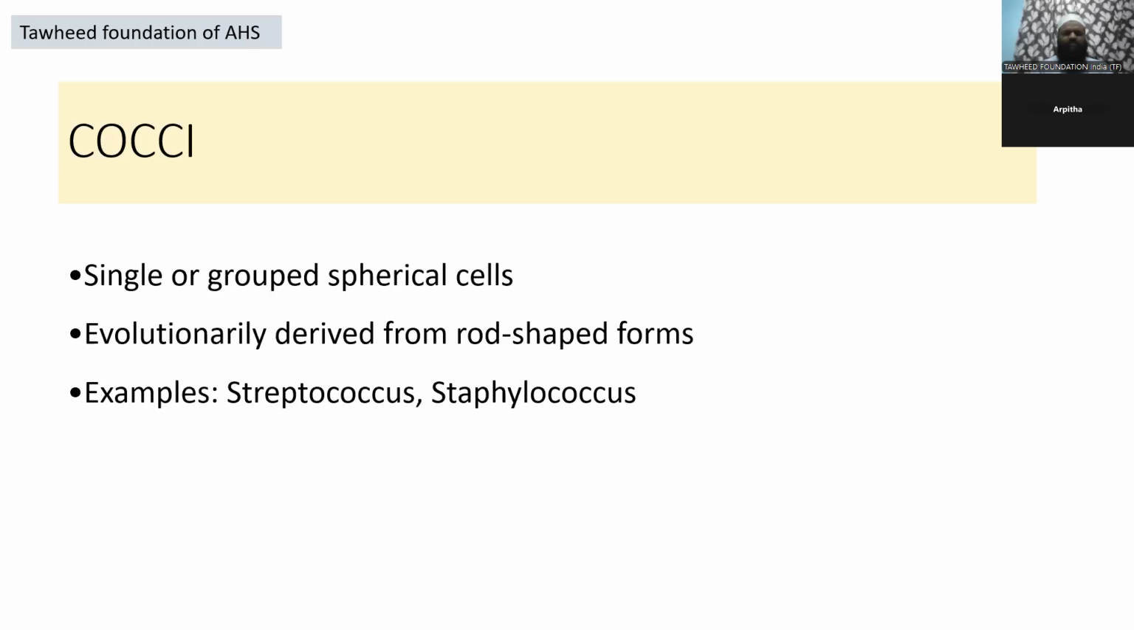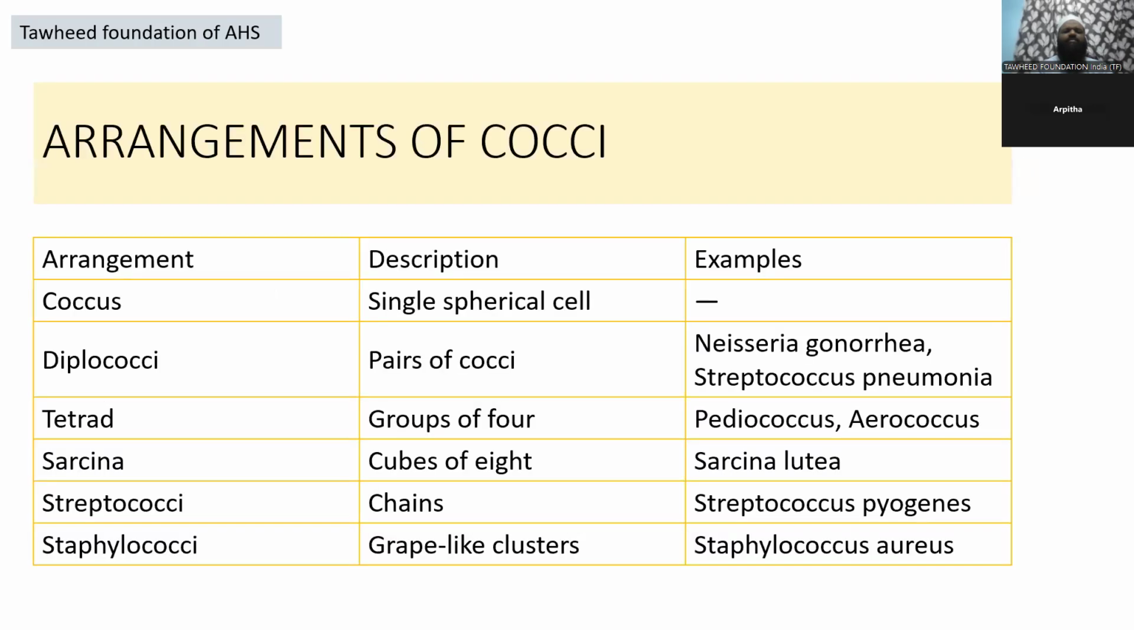We'll just go into the arrangement of cocci. It is assumed that coccoid forms were derived from rod shaped organisms through evolutionary time. Some of the examples are Streptococcus, Staphylococci, Enterococci. These are the arrangements of cocci. Coccus, single spherical cell; diplococci, pairs of cells, such as Neisseria gonorrhoeae, Streptococcus pneumoniae.